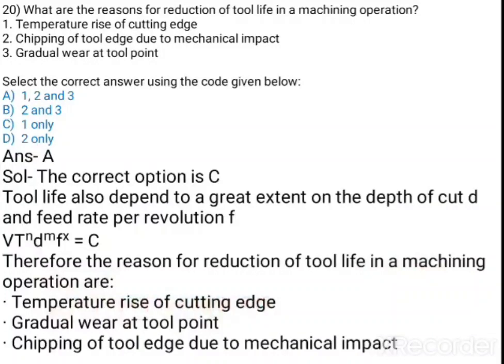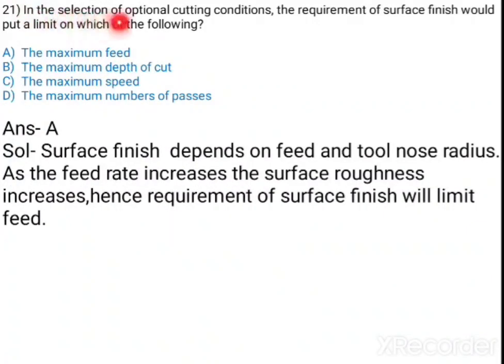So select the correct answer using the code given below. So the correct option is C, that is one only, temperature rise of a cutting edge. Next question. In the selection of optimal cutting conditions, requirement of surface finish will put a limit on which of the following? So surface finish depends on the feed and tool nose radius. That one is an important thing.